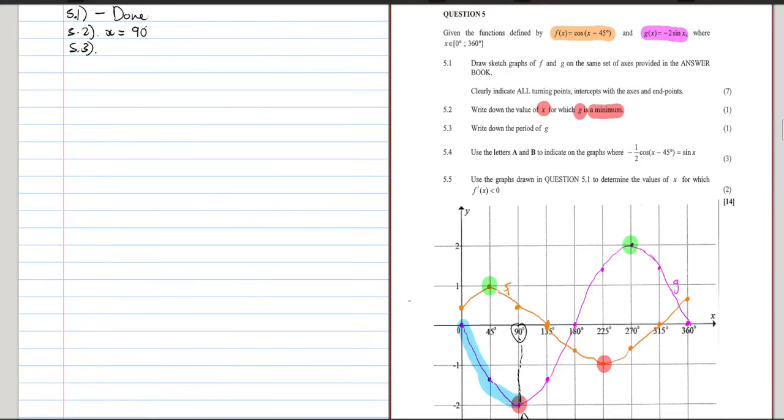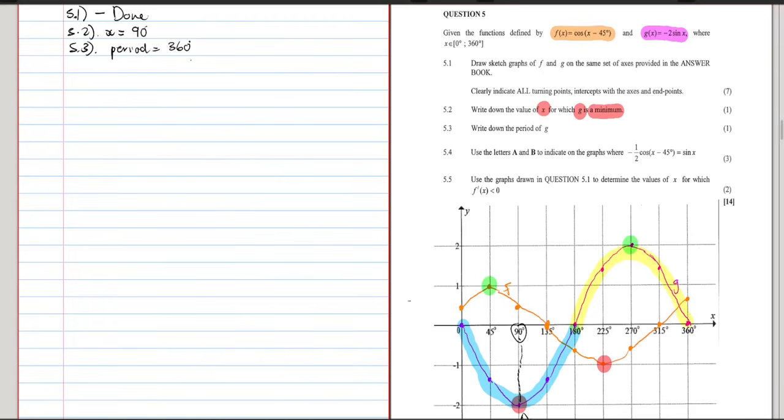Your graph needs to have a trough and a peak. So where the graph stops after creating a full complete wave with both the trough and the peak, where it ends, that's where you get your period. So based on what we see, the period for graph G is going to be 360 degrees.